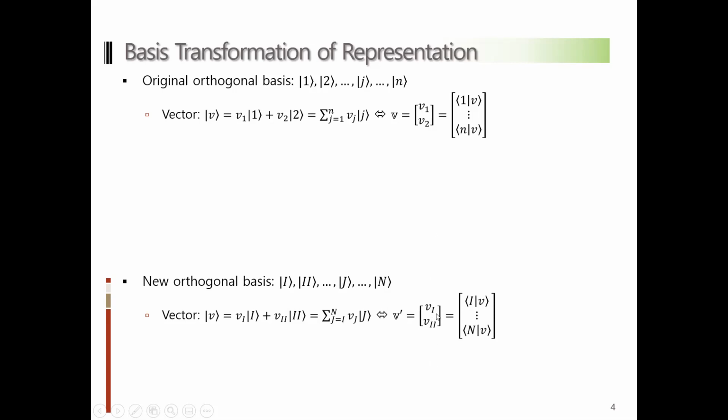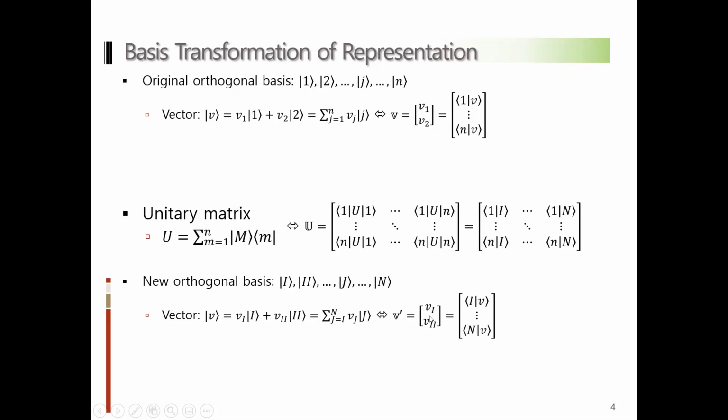And then, following the same argument, each of these values can be obtained by taking the inner product between one of the basis vectors and the given vector like this one. So this is the formula. And then the question is, how are these vectors connected to each other? The answer is they are generally connected through the unitary transformation, or the unitary matrix.